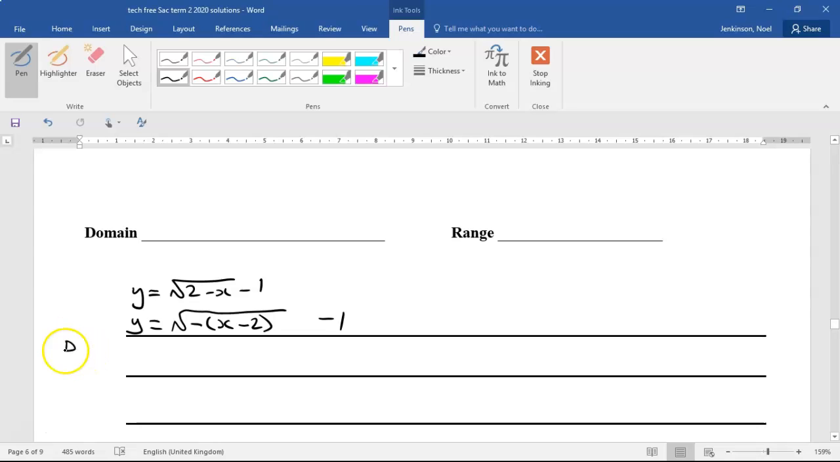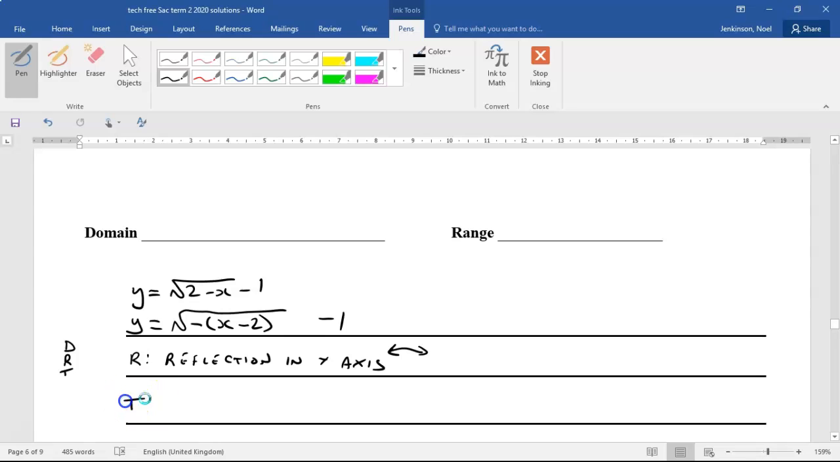Working in Dr. T order, dilation, reflection, translation, there's no dilation, but there is a reflection. I'm going to list what the reflection is. You may not have to do it to do this problem, but it helps to draw it and work out what's going on. It's a reflection in the y-axis. It's a reflection this way. That's what that negative does inside the function there.